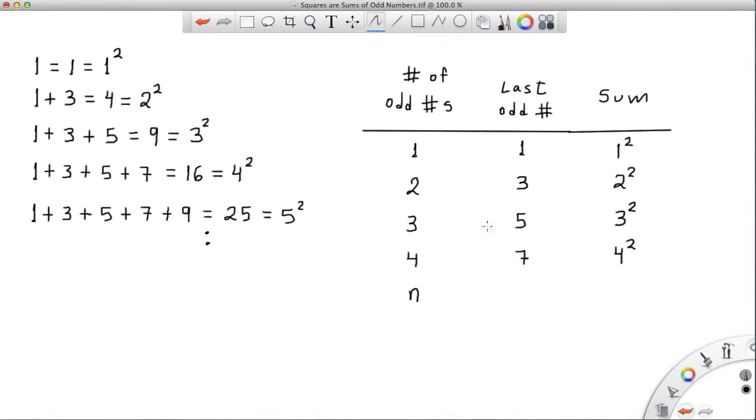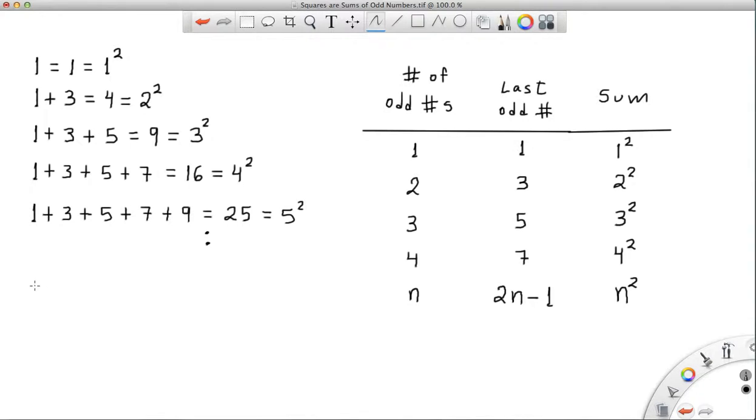3 times 2 is 6. 6 minus 1 is 5. 2 times 2 is 4. 4 minus 1 is 3, and so on. 1 times 2 is 2, and 2 minus 1 is 1. So here we know that the last number is going to be 2 times n minus 1. And the result of the sum is going to be the square of n, just like we did in all of these cases. And we can verify it in more cases, but this needs a proof by mathematical induction.